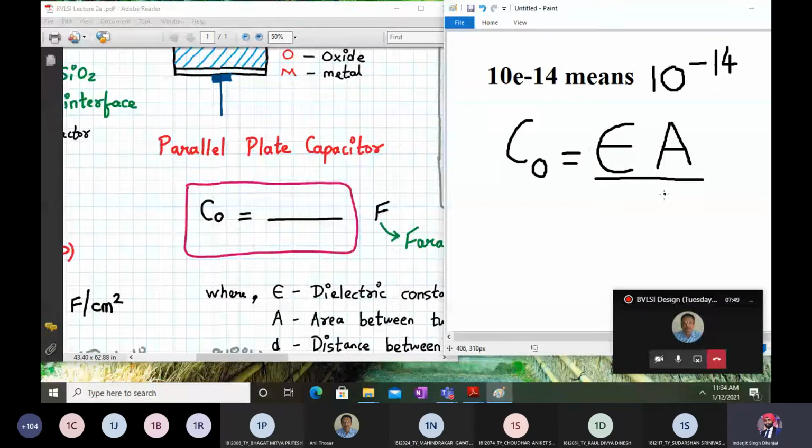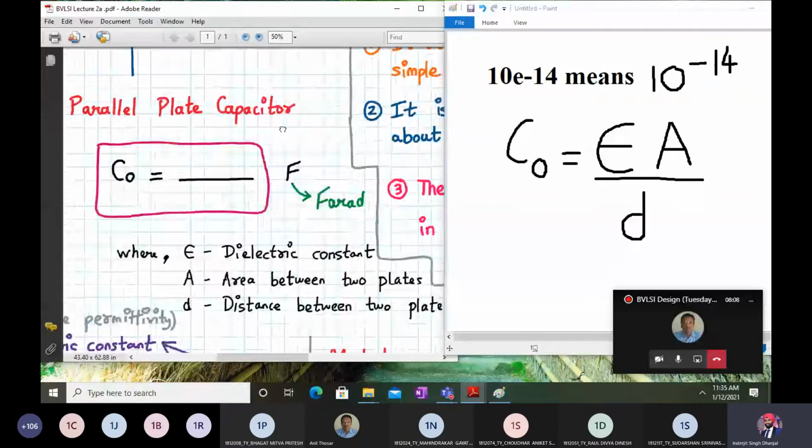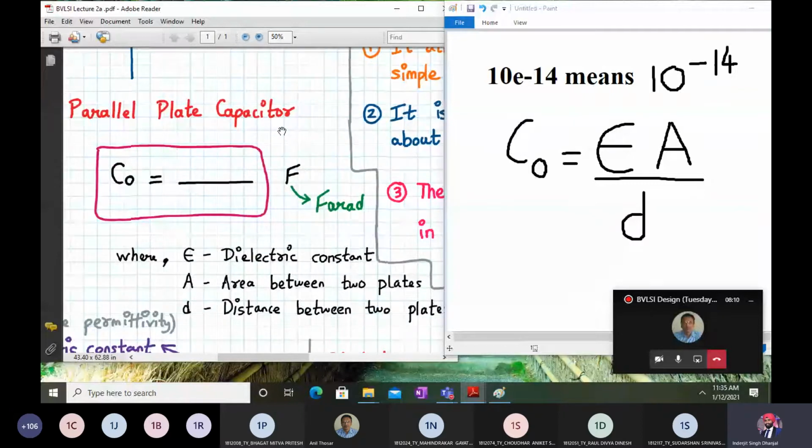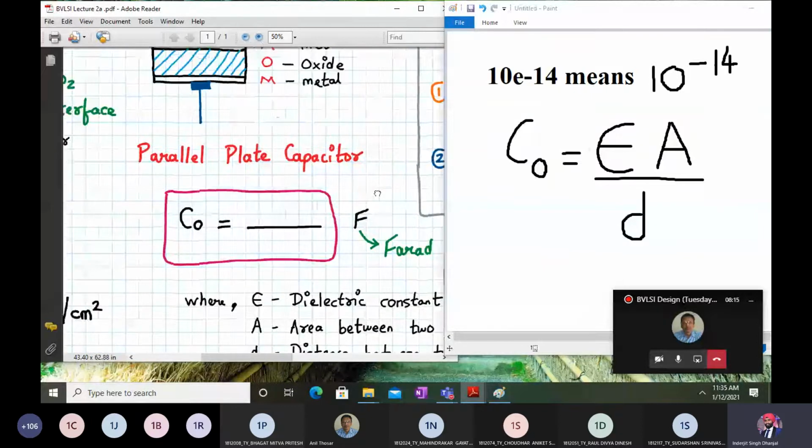It's a very, very important formula, and it is a unit of Farad, right? That's the formula for the plate capacitor. As I've written over here, epsilon is the dielectric constant, or whatever the material is, its dielectric constant. A is the area between the plates, and D is the distance between the two plates. Now, this is the fundamental formula for a capacitor. So kindly note that down in your notebooks.